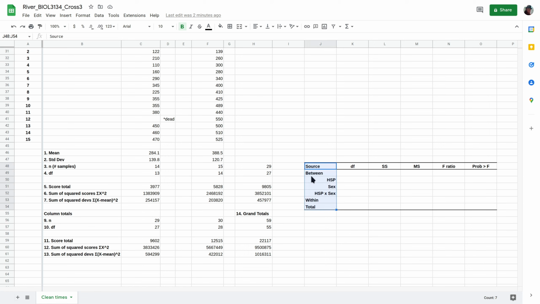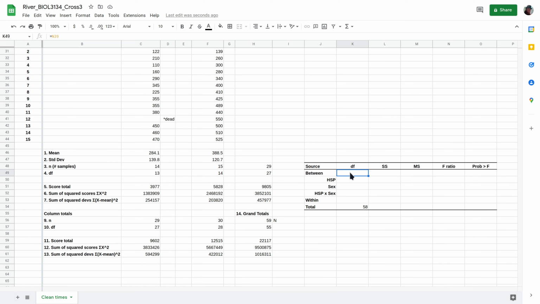In the source column, we divide up between, within, and total. And the between is divided 3 ways, between our 2 factors and interaction. Now we know what some of these are, right? Our total degrees of freedom is our big N, which is 59. We have 59 total samples, minus 1. So this is going to be equal to our total N, which should actually be capital N, minus 1. And we'll put a note right here to reflect that. That is our total N.